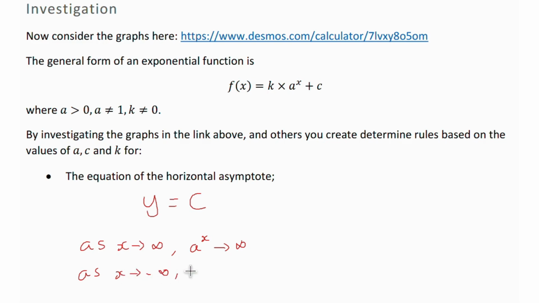Because as x approaches negative infinity, a to the x approaches 0. A to a really big negative power, that's 1 over a really big number. So it gets closer and closer to 0. And if a to the x approaches 0, then k a to the x approaches 0, and so the whole function just becomes equal to c. So that's where we get that horizontal asymptote. But the horizontal asymptote is only on one side. It's only on the left side because it only happens when x approaches negative infinity and not positive infinity.